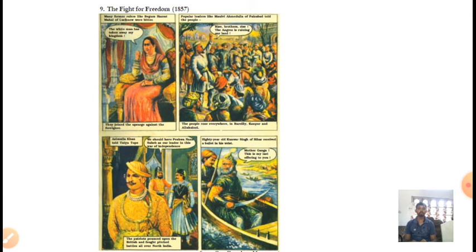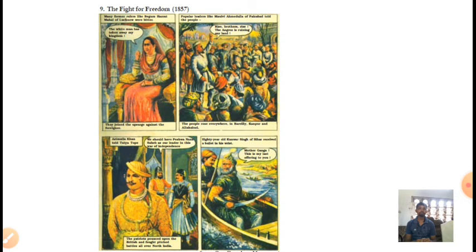So the battle was not won because of a few reasons. One reason was that we didn't have advanced weapons, we didn't have good leaders, and there was a communication gap. So because of a few reasons, the revolt of 1857 was not successful. But even though, the people arose against the British, and they came to know that they have to fight against the British to get freedom.